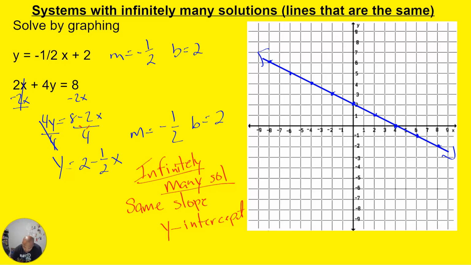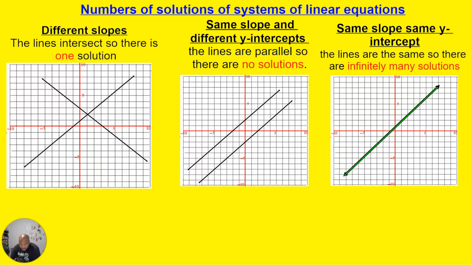And now, really quick recap. How do we understand the number of solutions a system of linear equations has? Well, if they have different slopes, we know they're going to have one solution. If they have the same slope and different y-intercepts, that means the lines are parallel, so there are no solutions. All right, and then if we have the same slope and same y-intercept, the lines are the same, so there are infinitely many solutions, okay? They're basically right on top of each other.